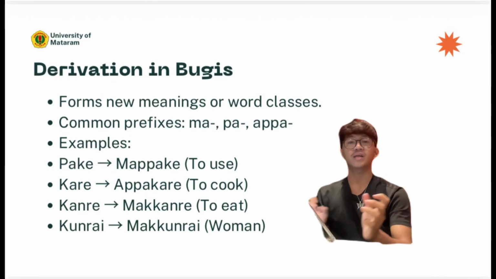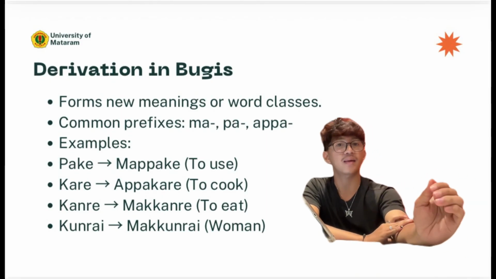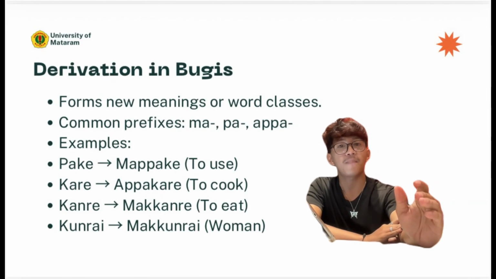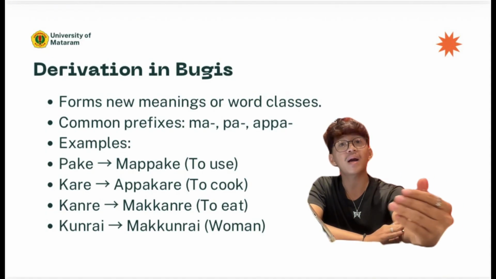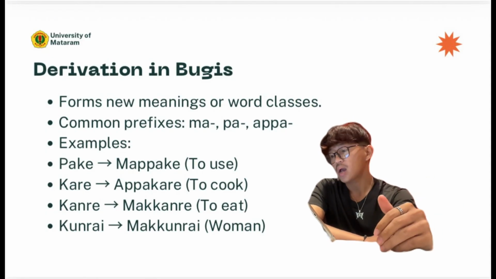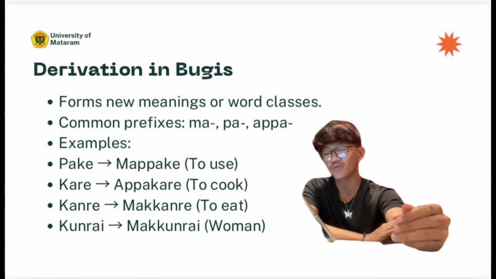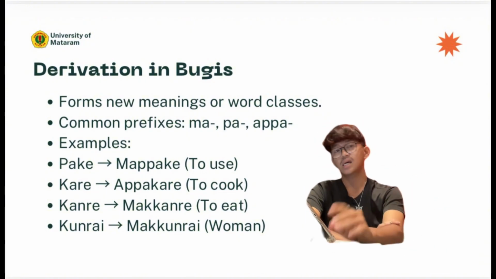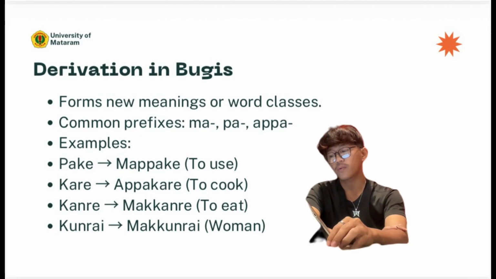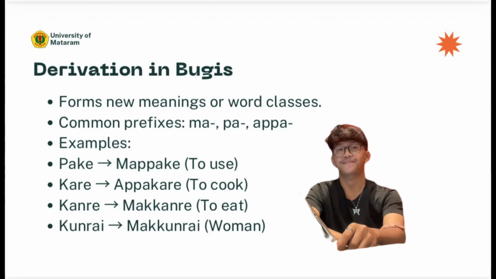Okay, derivation in Bugis forms new meanings or classes. Common prefixes are ma, pa, apa. Example, pake, mapake, to use. Kare, apakare, to cook. Kanre, makanre, to eat. Kunrai, makunrai, woman. Those were the examples of derivation in Bugis.